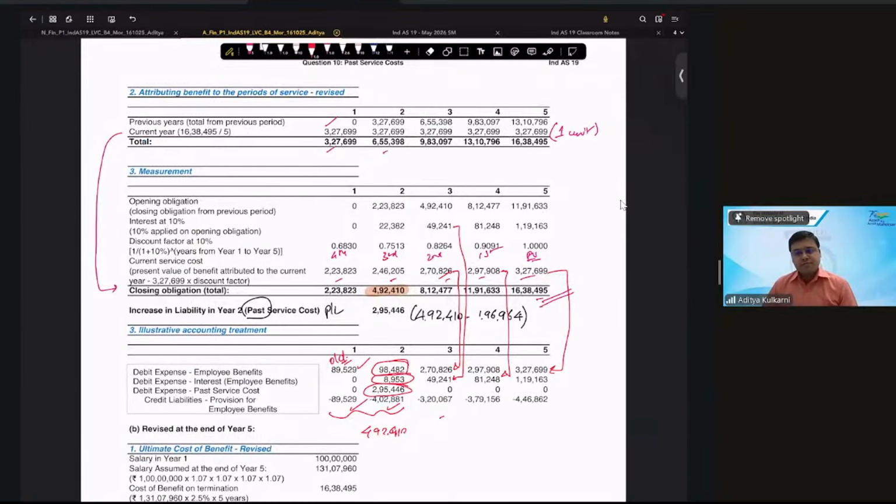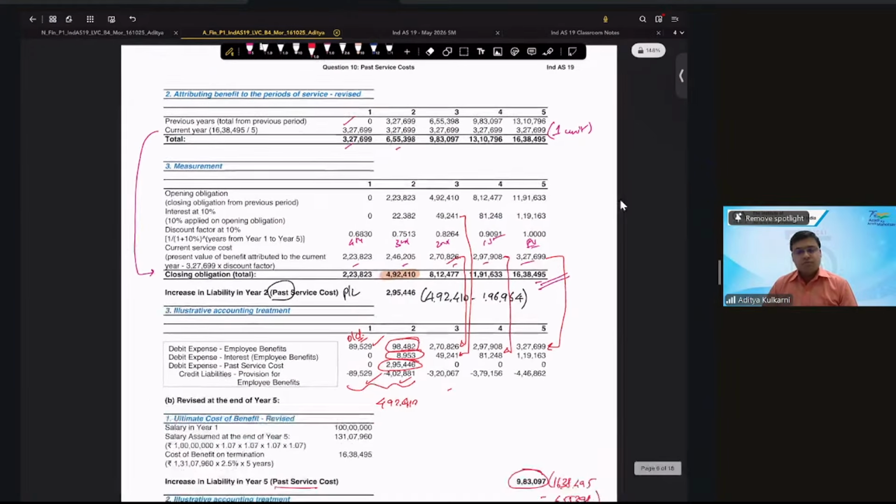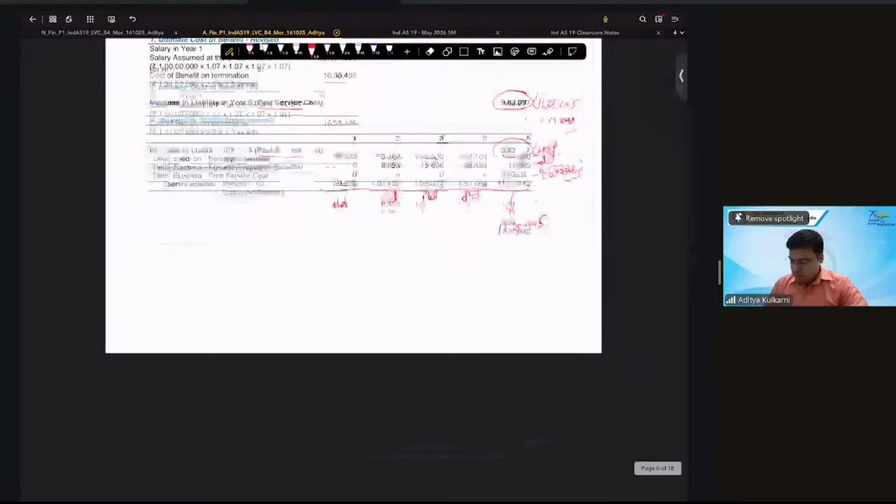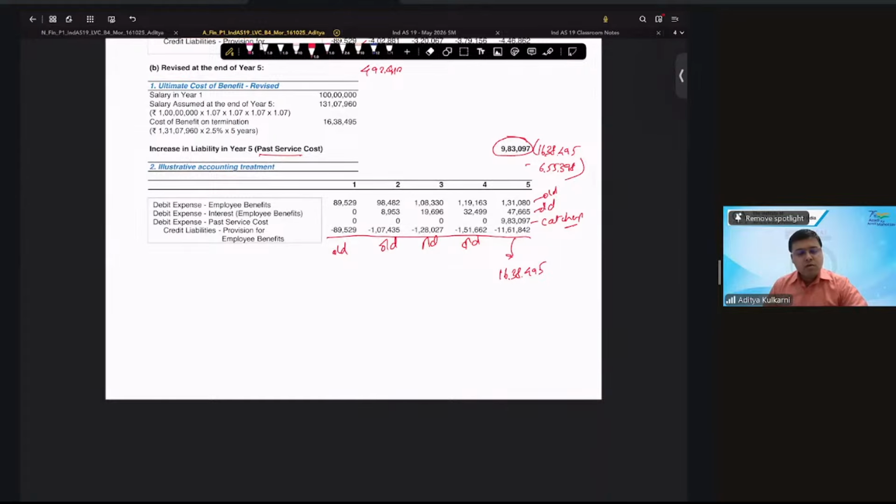Yes. Sagar, Sanjay, Bibhu, Ayush, Leela, shall we proceed further? I have a doubt on this catch up 9,83,097. Why don't we do it annually after year 2?